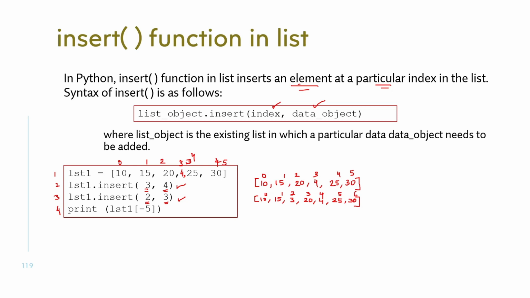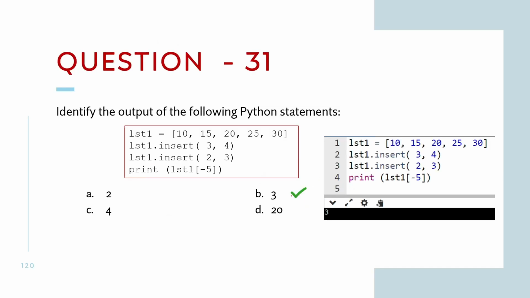Okay, now we need to say what the value of the element at list1 of -5 will be. That means we need to do negative indexing. So how do we do negative indexing? -1, -2, -3, -4, -5, -6 and -7. So the element we have at index number -5 is 3. So the right answer would be option number B, which is 3.